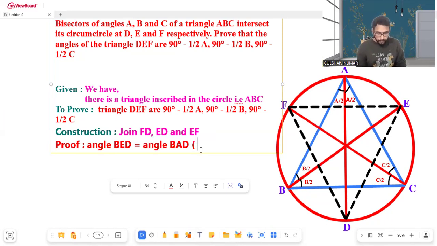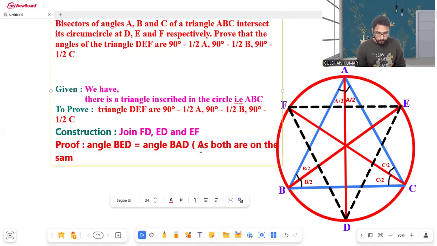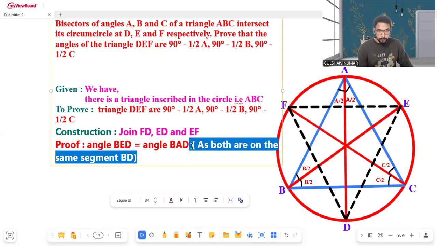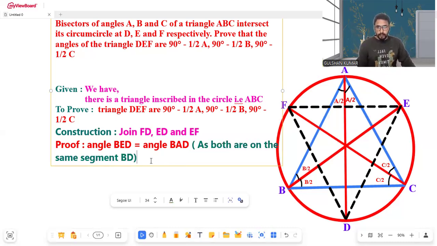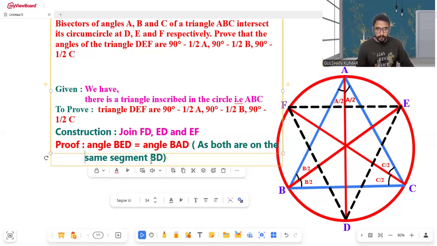Okay, as both are on the same segment. Which segment? That is BP. Yeah, we can change the color so that we can easily understand what is the aspect of our question.